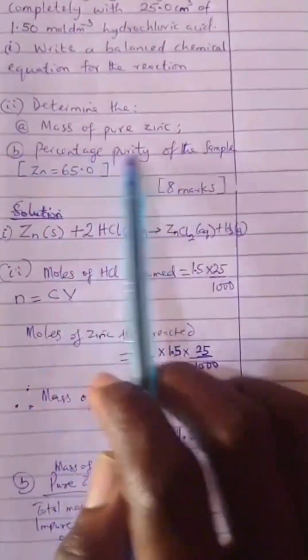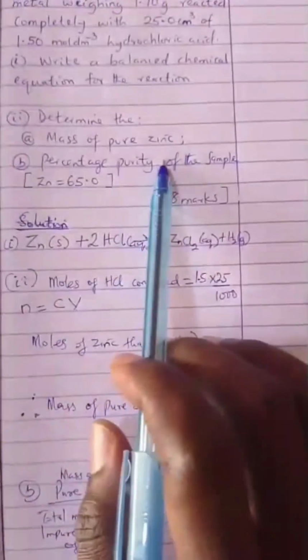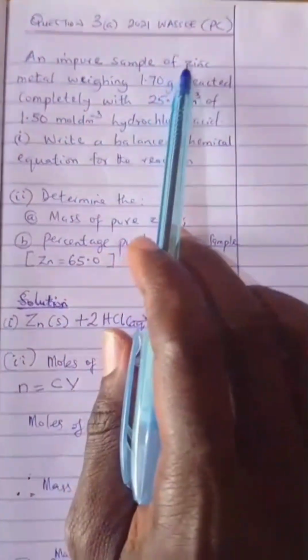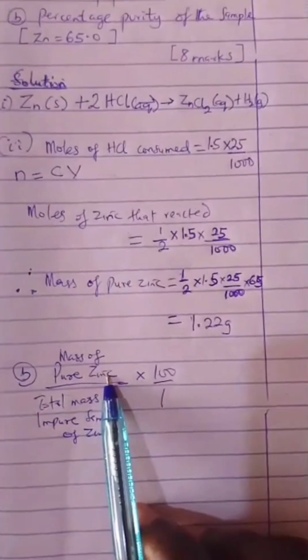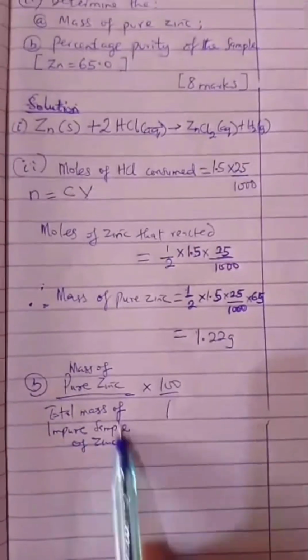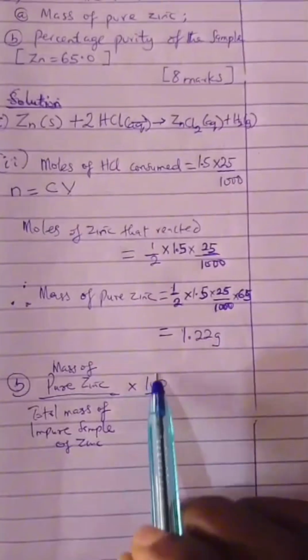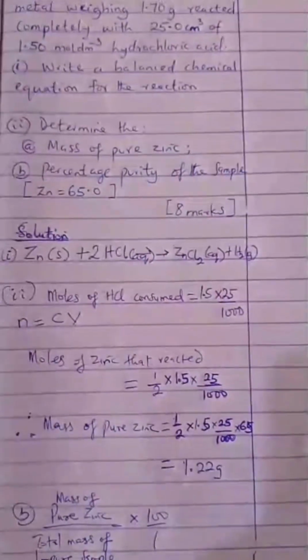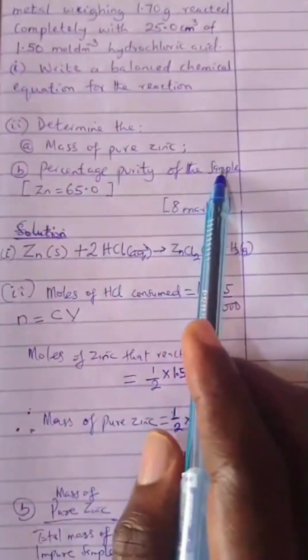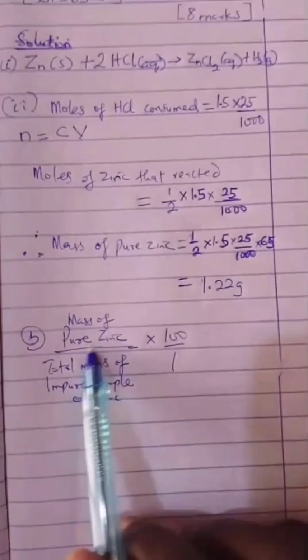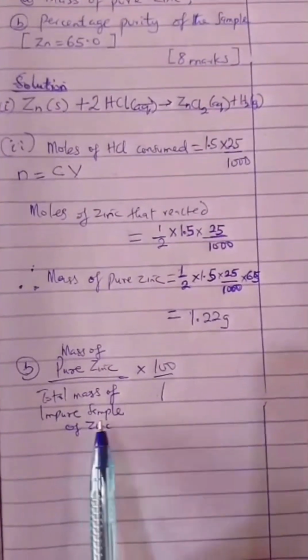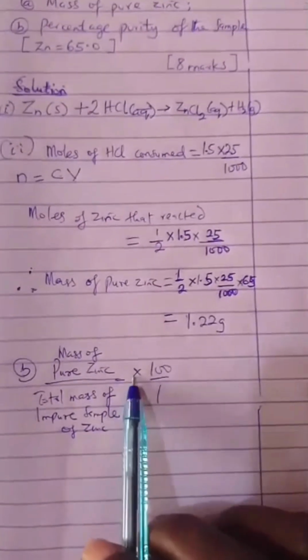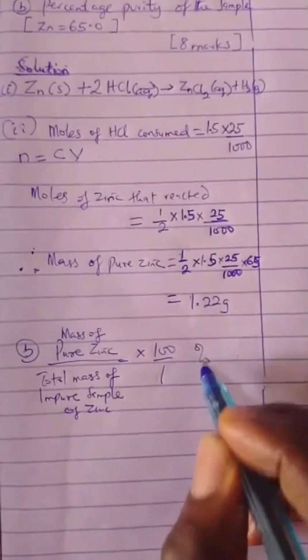Lastly, we need to find the percentage purity of the sample. It's very simple. In this case, we're talking about the purity of the zinc sample, because we're told it's an impure sample. So just get the mass of pure zinc that reacted, over the total mass of the whole impure sample, then express it as a percentage, because the question says determine the percentage purity of the sample. That's just multiplied by 100 over 1. This gives us the percentage purity.